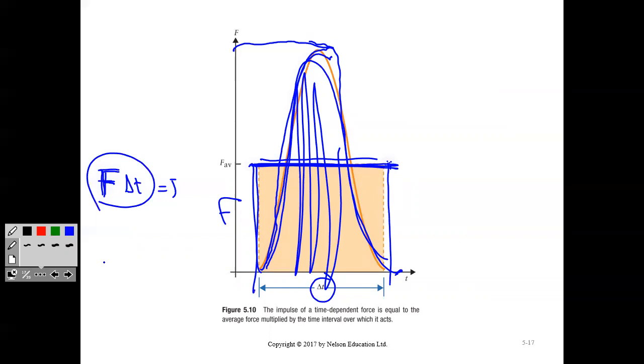So we define an average force such that the area under that average force is equal to the area of the actual force. So that's how we define the average force. Let me take the attendance and I will continue.